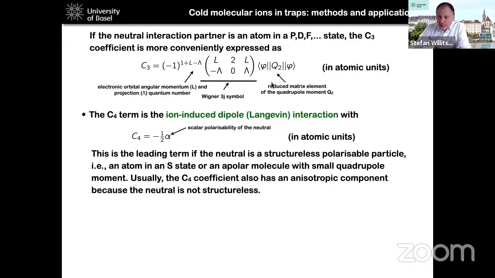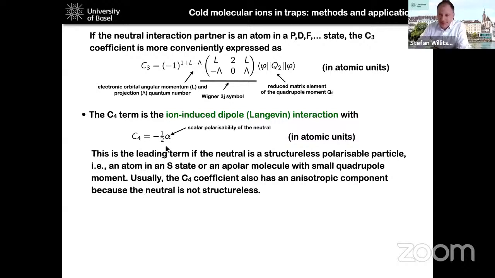If neither of these terms applies, then the next leading term is the C4 term. And this arises because of an ion-induced dipole interaction. This is the leading term if the neutral counterpart is a structureless polarizable particle, say an atom in an S state. Or it could also be an apolar molecule with a very small quadrupole moment, which can be neglected for practical purposes. And this C4 term is then given as 1/2 times alpha, and alpha is the scalar polarizability of the neutral. This is also often called the Langevin interaction, and this will play an important role again later on.